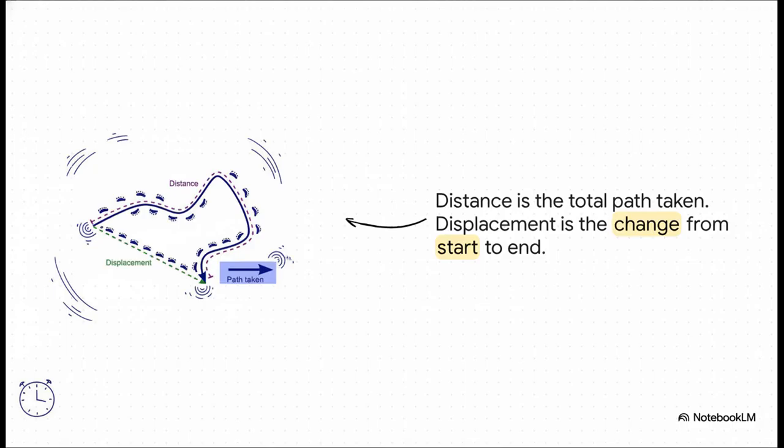Imagine you walk along that squiggly blue path. The entire length of that path you walked, that's the distance. But your displacement, that's just the straight green arrow, the most direct line from where you started to where you ended. As you can see, they can be two totally different numbers that describe the exact same trip.